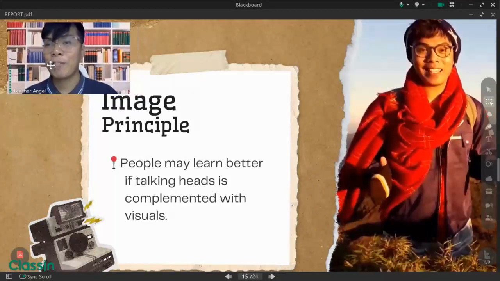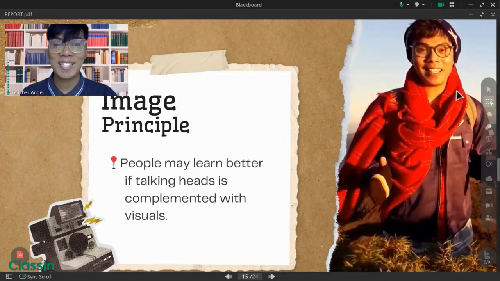I will just transfer my face here so my face on the other side can be seen as well.